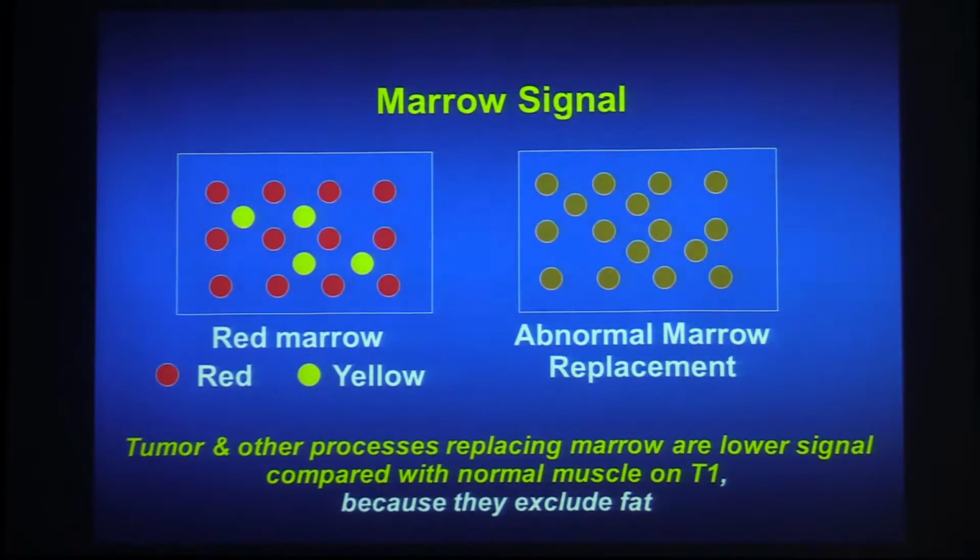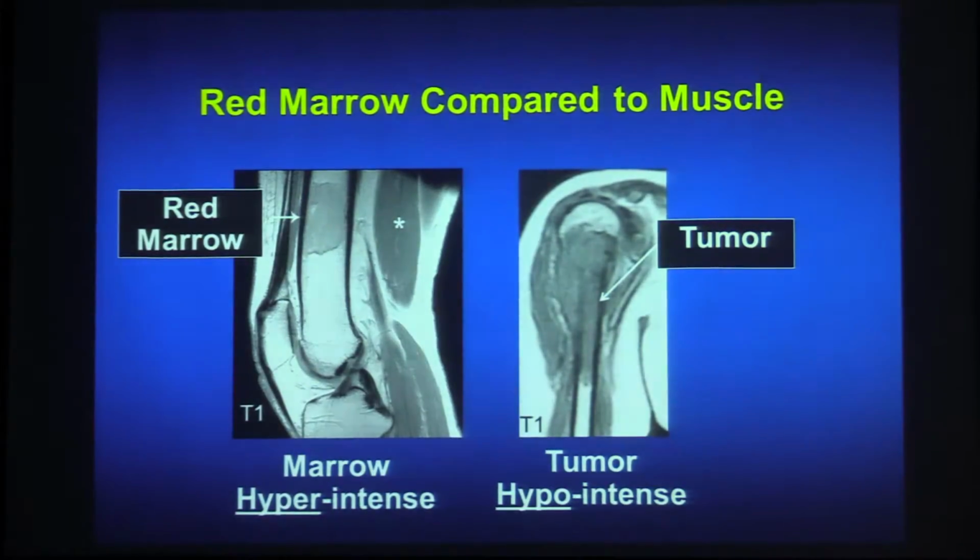And compare that to a case of abnormal marrow replacement. A tumor or some other infiltrative process going through the marrow eliminates the fatty marrow. And so you have simply cells that have water within them without the fat component. And that translates into the imaging.